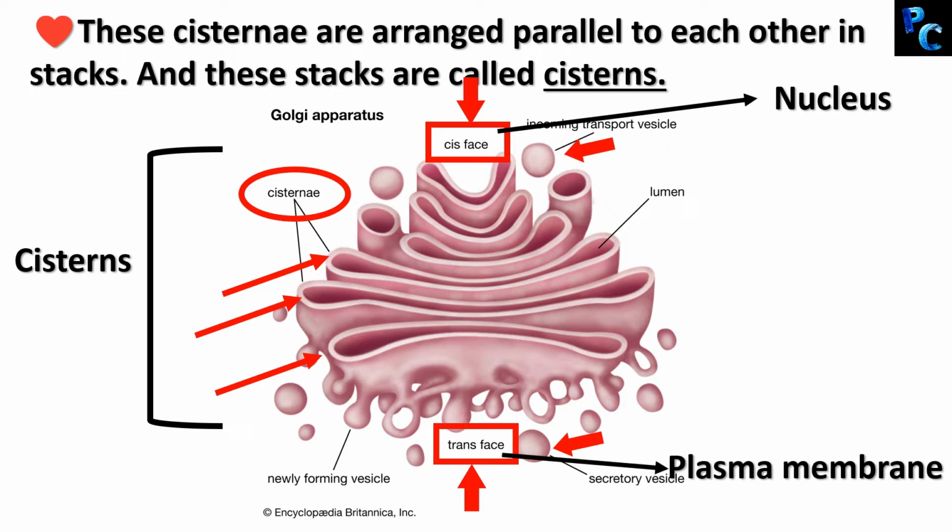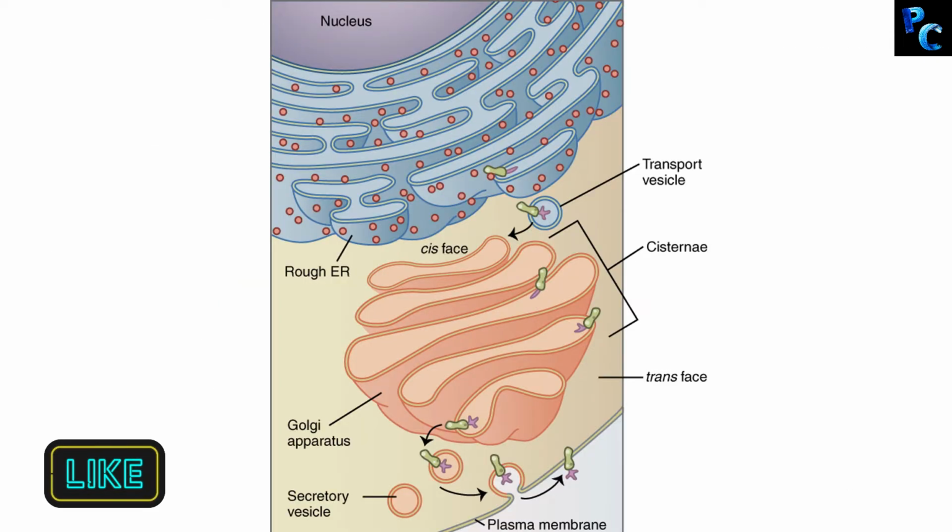So Golgi body is made up of cisternae, which form a stack called cisterns. Golgi body has two phases, cis phase facing towards the nucleus and the trans phase facing towards the plasma membrane. There are vesicles around the Golgi body. We will talk about these vesicles now. Now let's understand what Golgi apparatus actually does. Concentrate on this figure. Let's understand together.